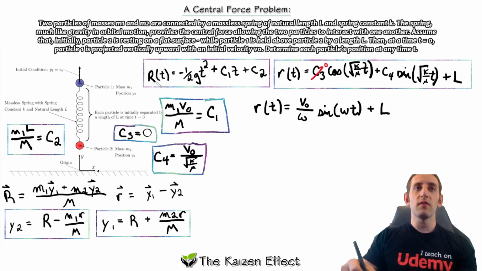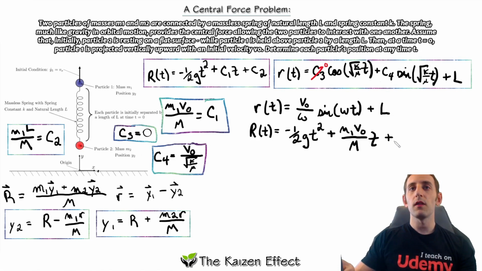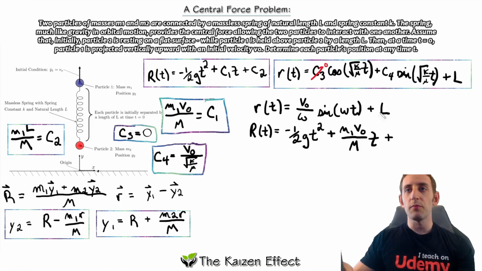Next, what we want to do is do that with the center of mass coordinate right here, the big R sub t. And what we have is negative 1/2 g t squared plus c1 times t. Well, that's just m1 v naught over big M times t plus c2. So we define c2 right here. That's plus m1 L over big M.